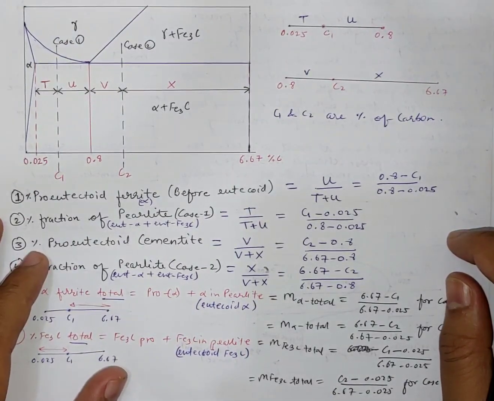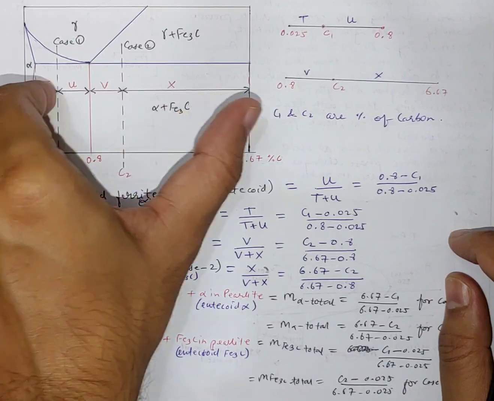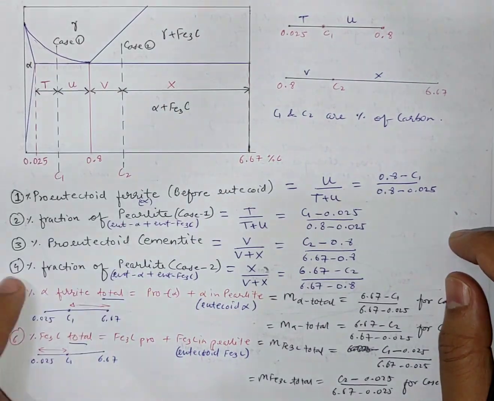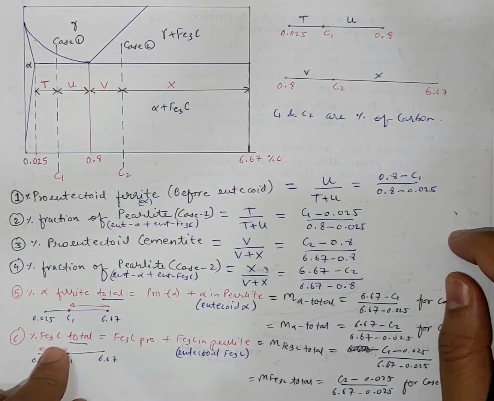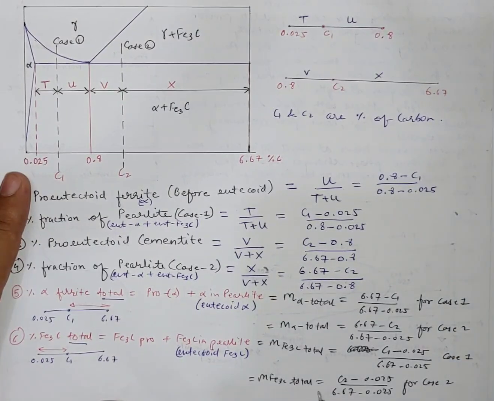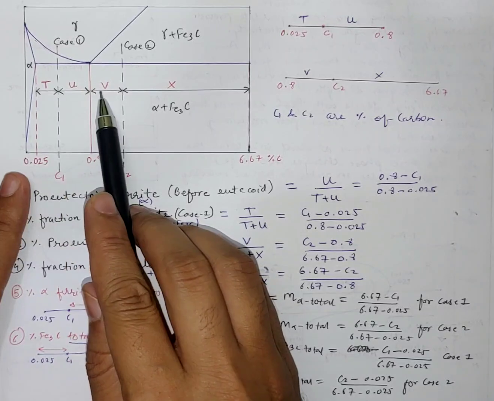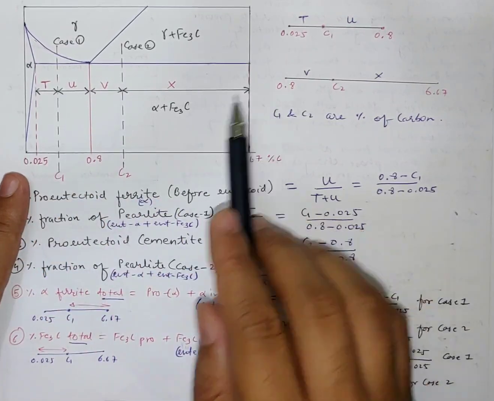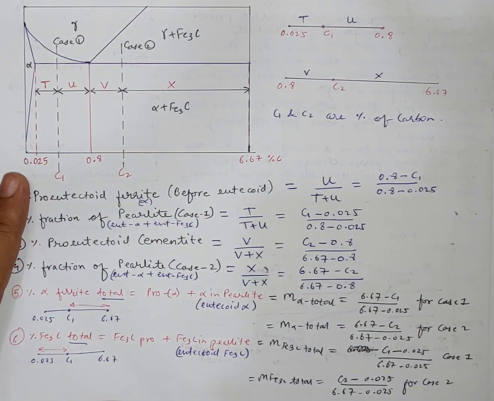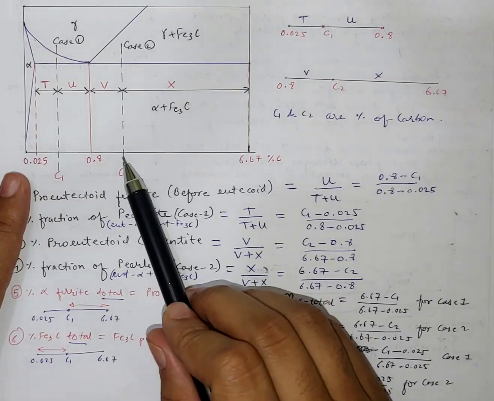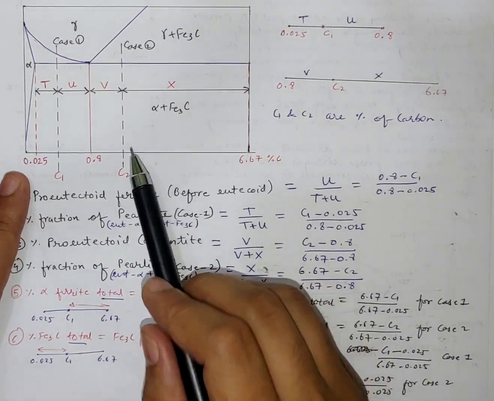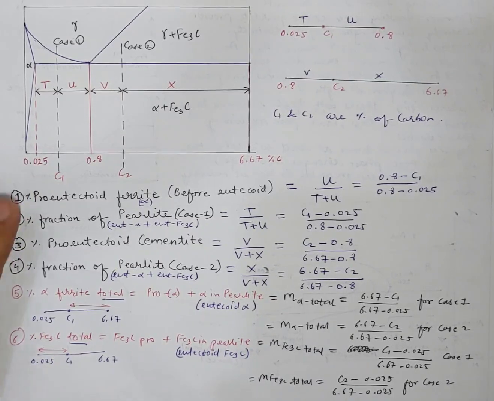So we can apply the lever rule in parts or in total. In total it will give you the total amount of alpha and Fe3C. Here for case 2, C2 is considered, so T plus U plus V divided by the total length will give you the cementite present at the C2 composition, the total cementite present at the C2 composition. So this is the video for calculating microstructure percentages with the lever rule.